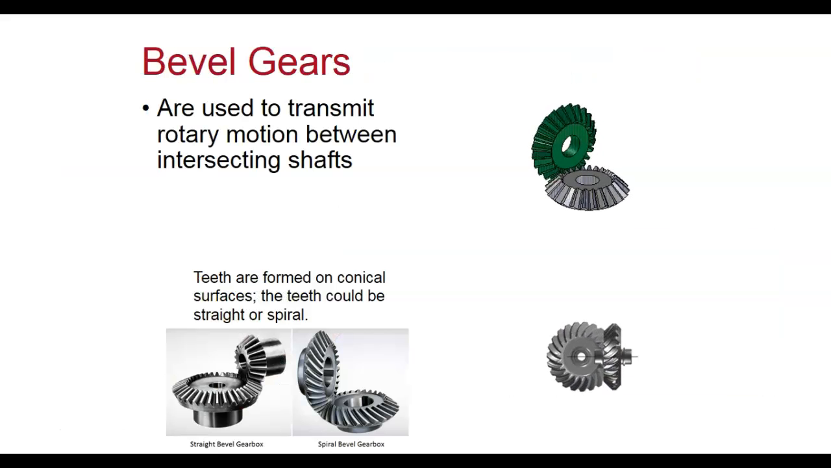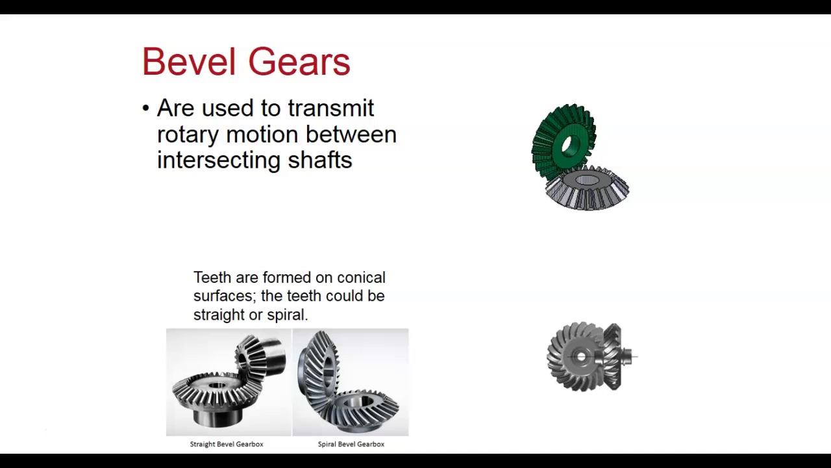These are bevel gears. Bevel gears are used to change the direction, I mean, not the direction, the angle. They are used to transmit rotary motion between intersecting shafts. These are formed on a conical surface that seems to be straight, or helical, I guess you should say.